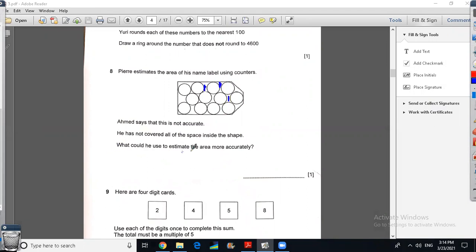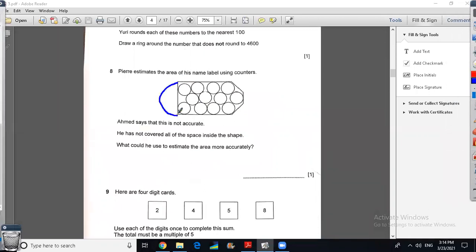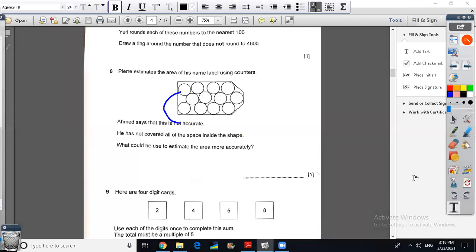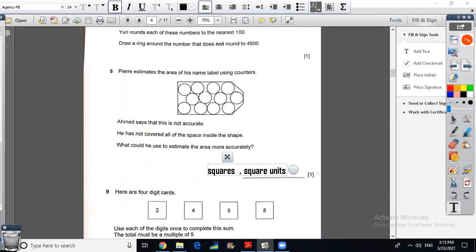All right, so what could he use to estimate the area more accurately? Well, we could use just normal units, like square units, like centimeters squared, for example. You can write this. Squares. Using squares is going to be more accurate. Don't you guys agree with me? Rather than using circles. If you wrote square units as well, it is correct. So if you say squares or square units, it's going to be correct, instead of using circles.